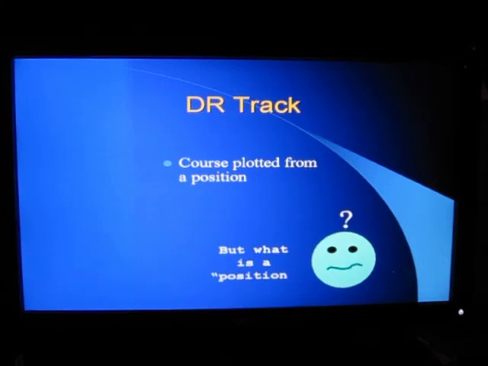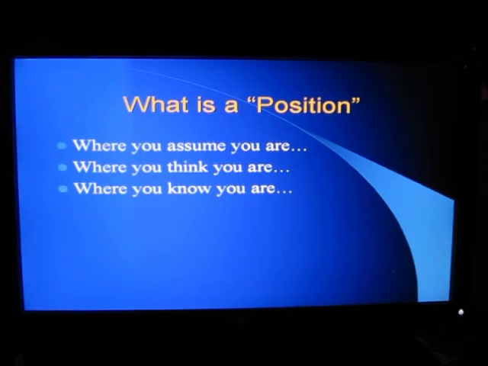Dead reckoning. Now you can have a dead reckoning track, a DR track. This is a course plotted from a position, a course you intend to follow plotted from a position. Well, that naturally raises the question, what is a position? It's not that simple. There are essentially three different kinds of positions.